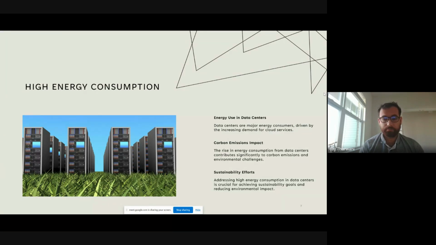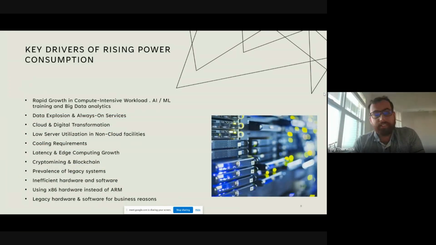Okay, so let me move forward. What are the key drivers of this rising power consumption? I think one of the laws of trade is, the more demand you have, the more supply will be made, because people want to make profit. So we are right now talking about the demand driving this huge adoption of cloud data centers, which is ultimately leading to more energy consumption, right?